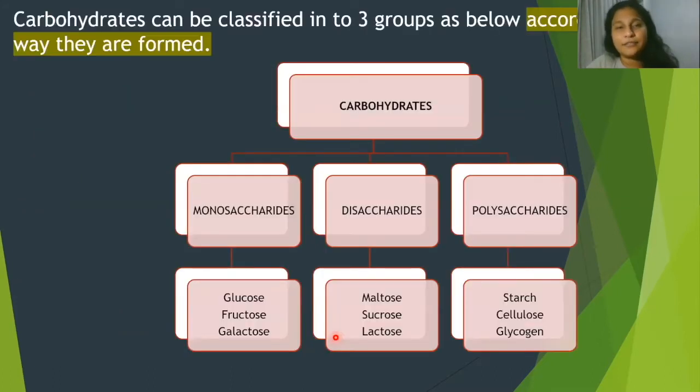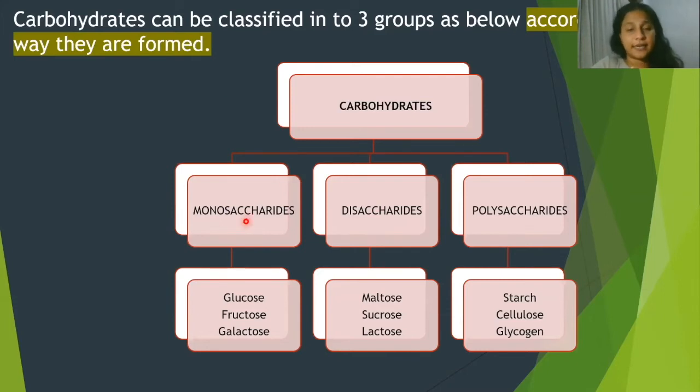Okay, carbohydrates we can classify into three groups, according to the way they are formed, right? So carbohydrates we divide into monosaccharides, disaccharides, and polysaccharides. We classify this into three groups according to the way they are formed. Okay, they have structural differences.